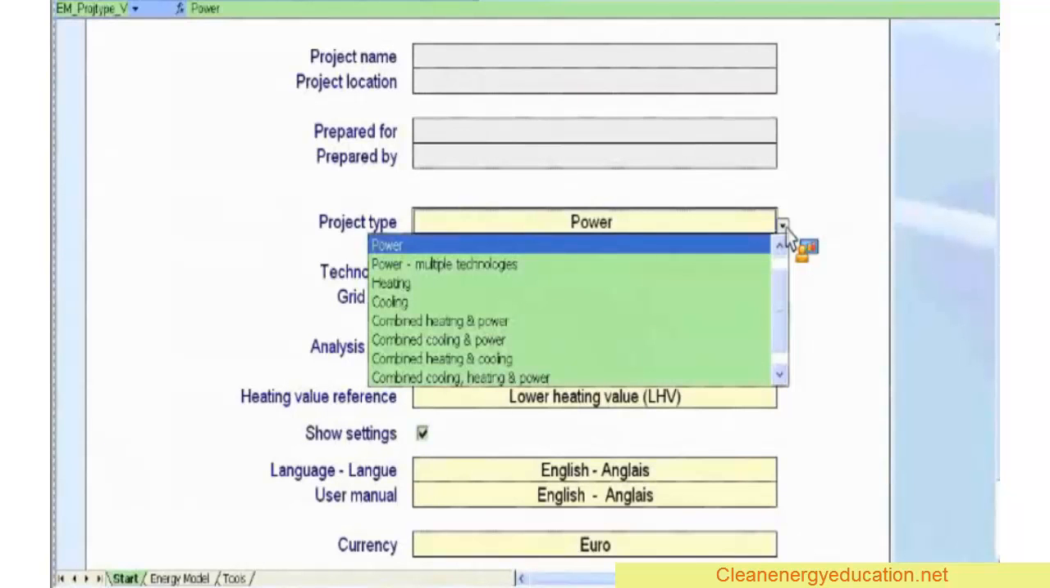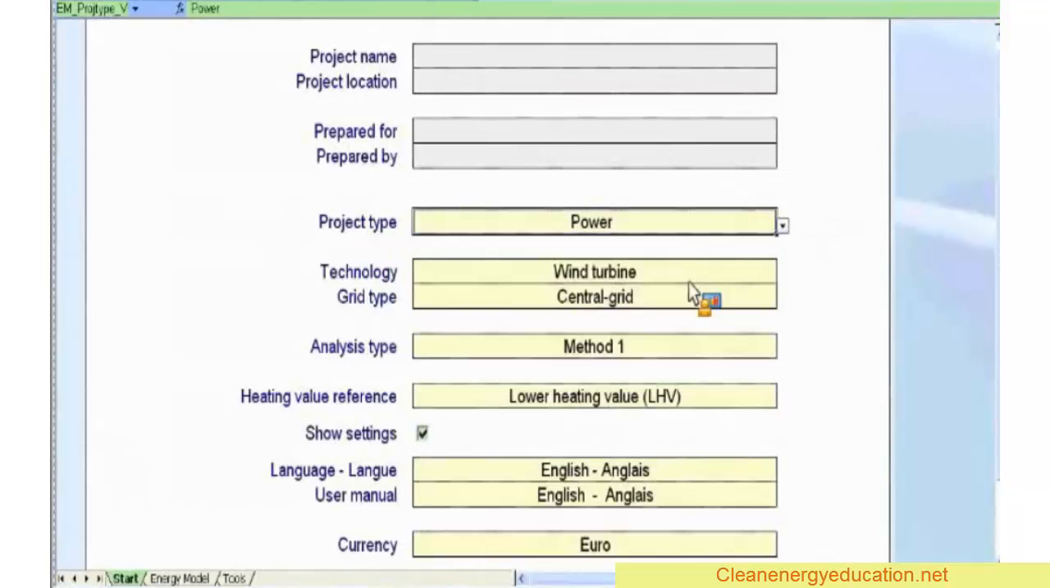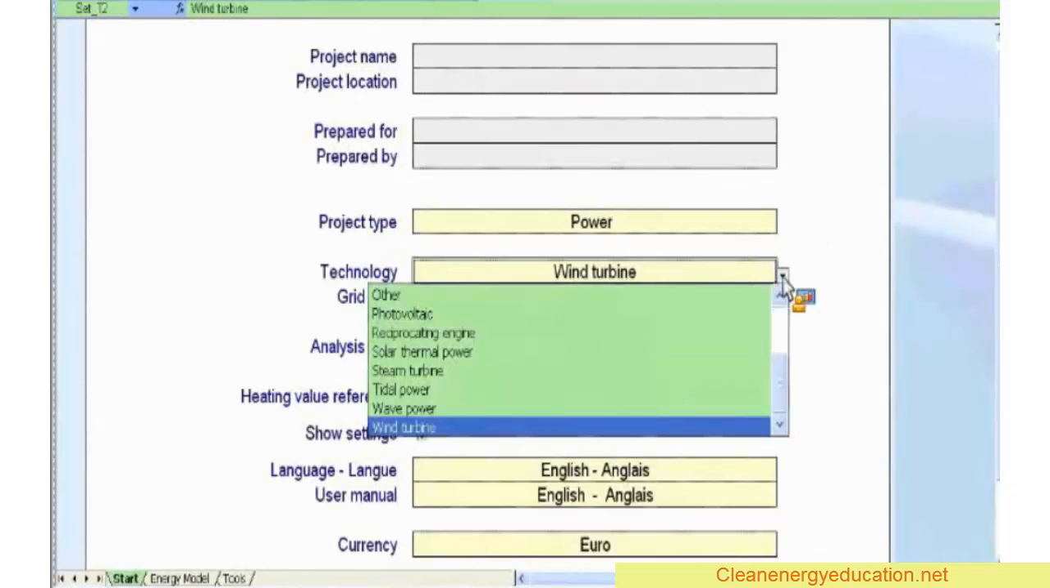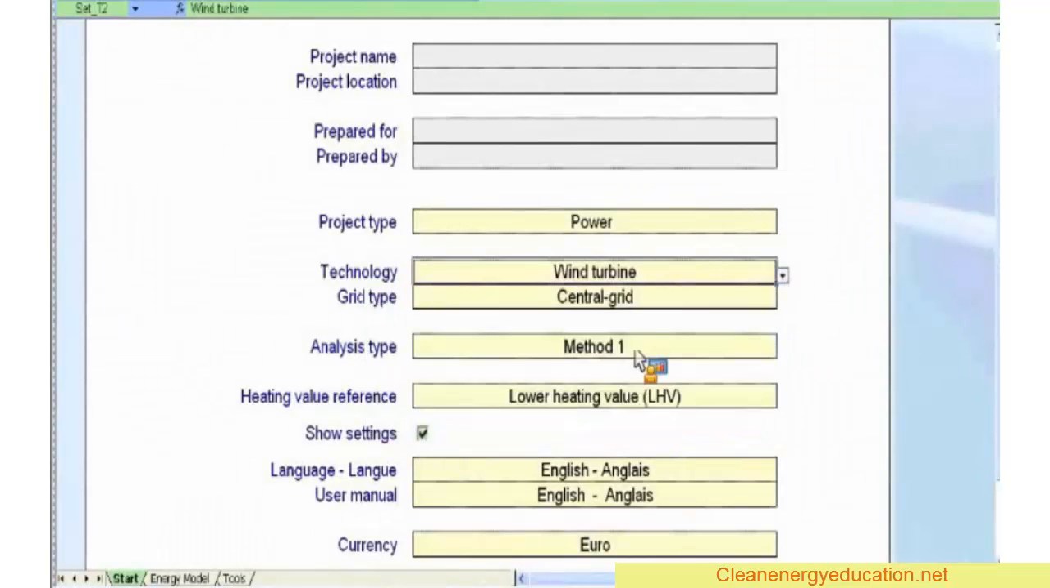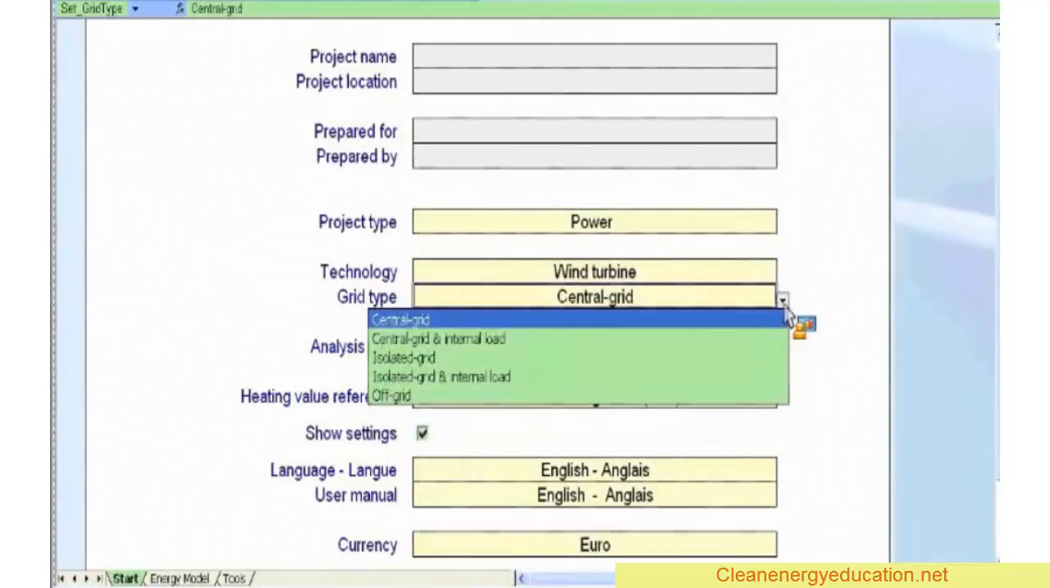Then on our RETScreen you have several possibilities. Simply power. You also have the possibility to choose which kind of power. So in our case it's wind turbine. Okay, so we click on wind turbine. Also there is the possibility to analyze isolated grid, off-grid or central grid. So we will remain focused on grid connected application.